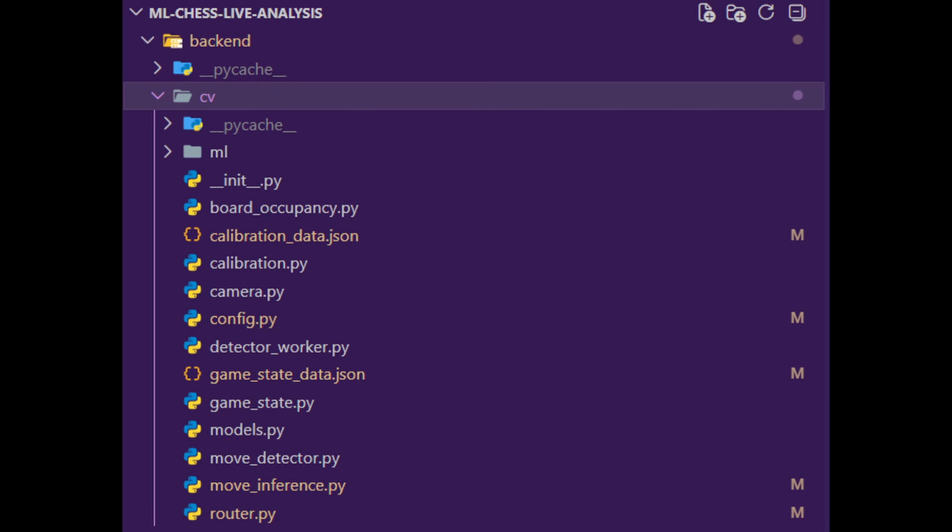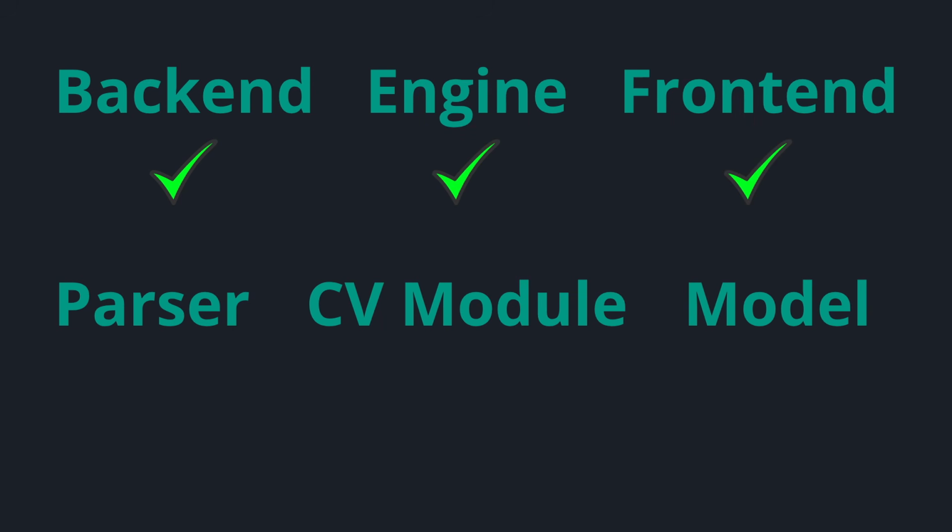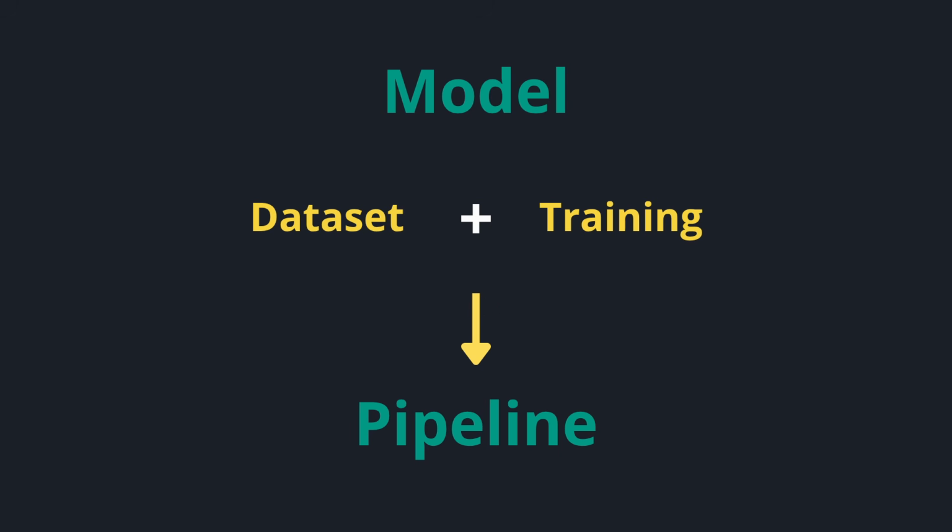On top of that, in the move detector I also implemented logic to handle 3 special cases: castling, pawn promotion, and en passant captures. With the working parser and move detector already in place, the only thing left was training my own binary classification model and plugging it into the pipeline.